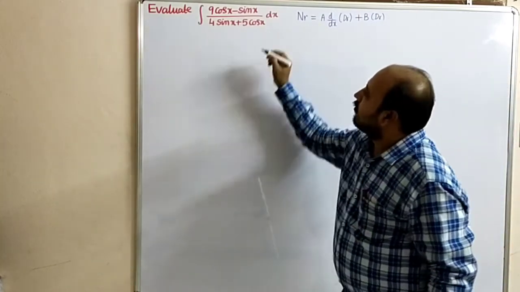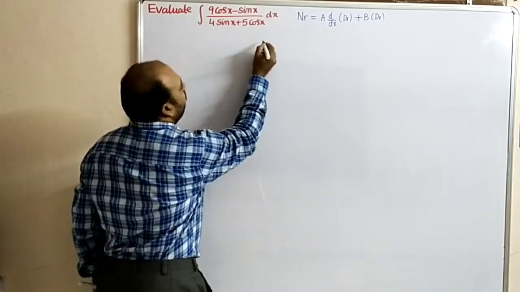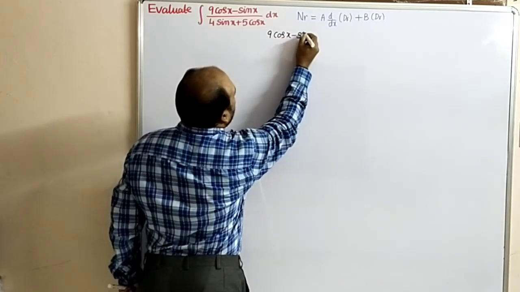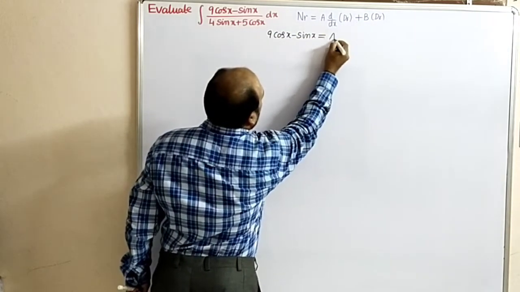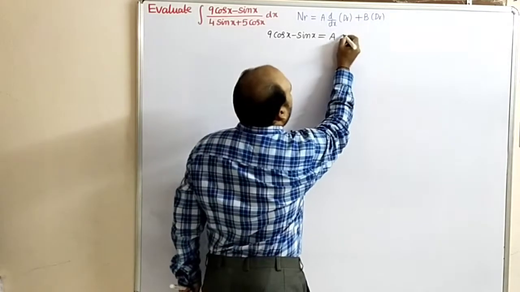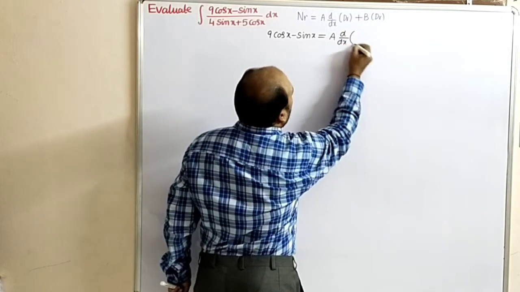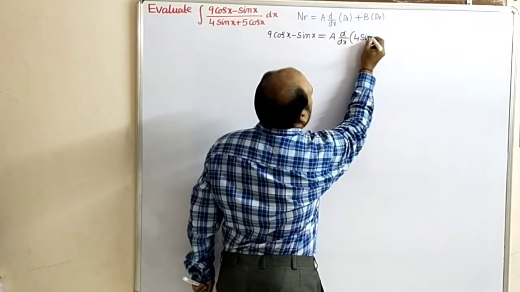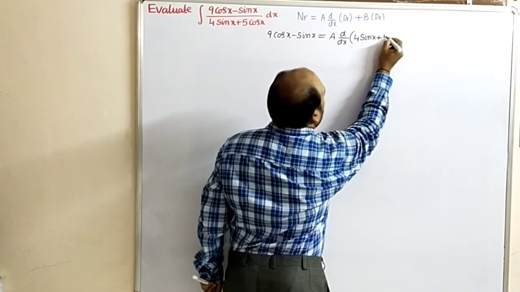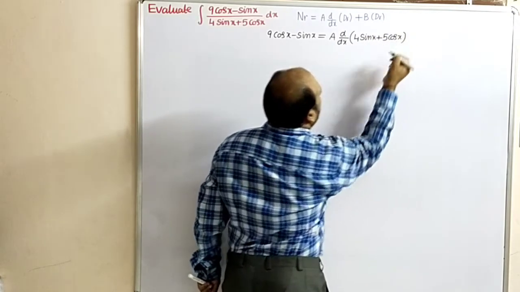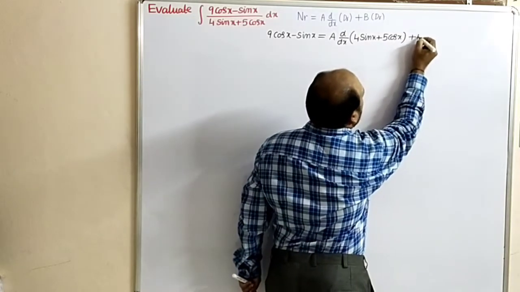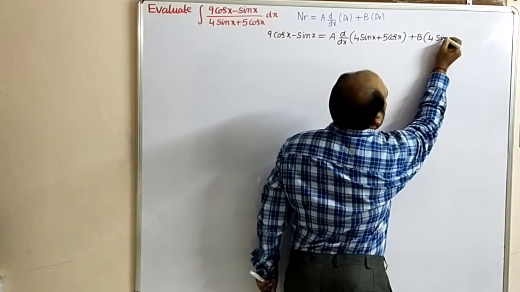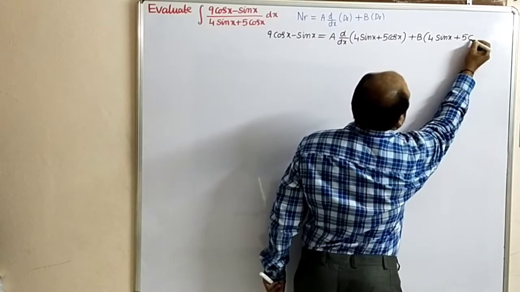That means 9 cos x minus sin x is equal to capital A into d by dx of denominator, 4 sin x plus 5 cos x, plus capital B into denominator, 4 sin x plus 5 cos x.